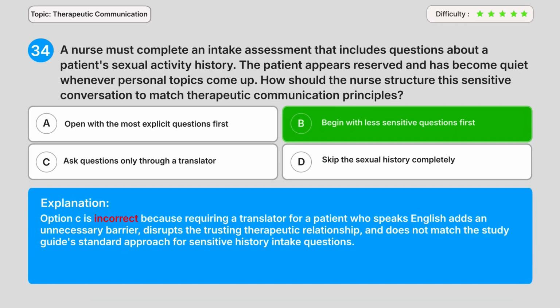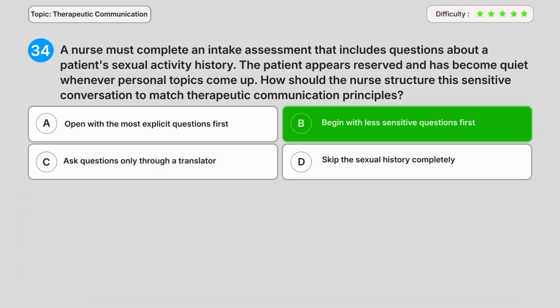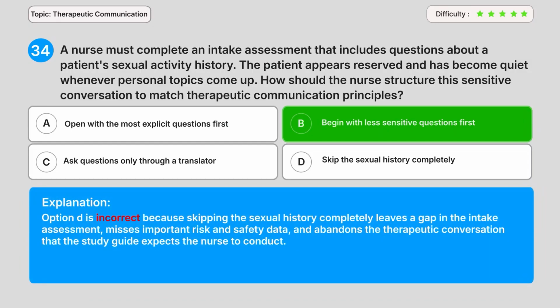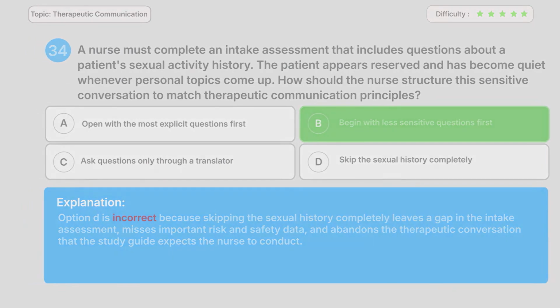Option C is incorrect, because requiring a translator for a patient who speaks English adds an unnecessary barrier, disrupts the trusting therapeutic relationship, and does not match the study guide's standard approach for sensitive history intake questions. Option D is incorrect, because skipping the sexual history completely leaves a gap in the intake assessment, misses important risk and safety data, and abandons the therapeutic conversation that the study guide expects the nurse to conduct.